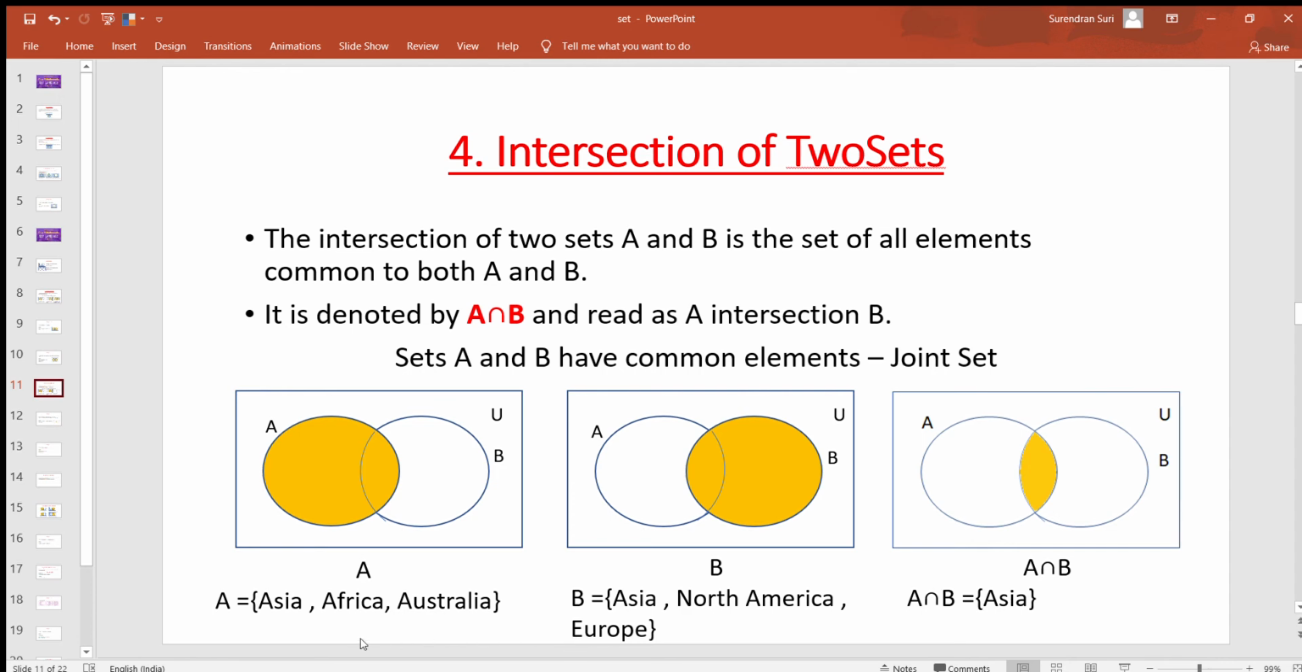So let us see with the same example that we saw before. A is equal to the set of Asia, Africa, Australia. B is equal to the set of Asia, North America and Europe. So when we talk about intersection, we have to see the common elements in A and B. Only one, that is Asia, is common in both A and B. So A intersection B is the set of Asia.